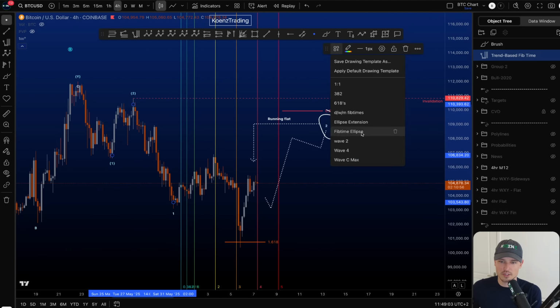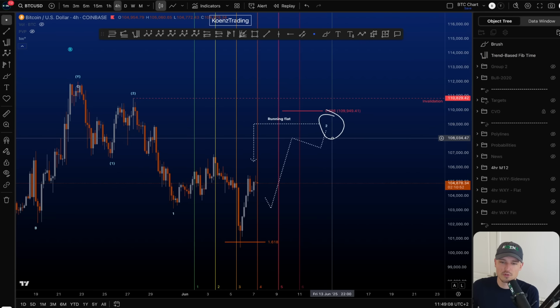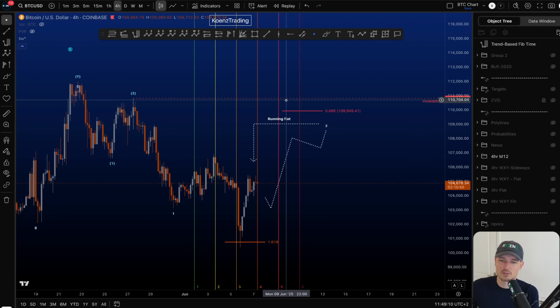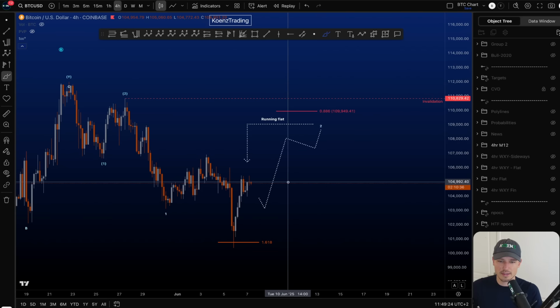Let me actually double check. I actually didn't check this in my preparation. So currently, this second wave 2 is 4 times bigger than the first one. It's not great for this scenario. Now, by all means, if price moves towards the upside and touches the 0.886 at 109.9K, probabilities are even lower. Invalidation is the high at 110.8K.